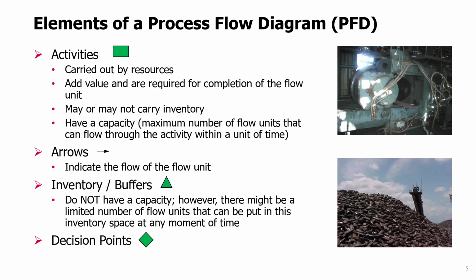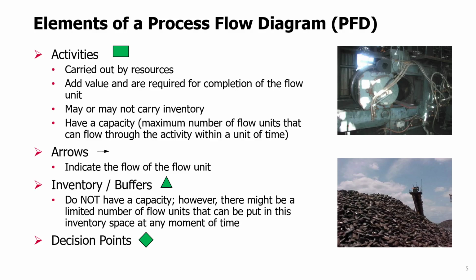In a process flow diagram, we have activities which will be represented as rectangles, which are carried out by resources. They are the steps that add value to the product and that are required for completion of the product. And the problem with them is that these resources have a capacity, or maximum number of flow units that can flow through the activity within a unit of time. So recall that capacity is just the maximum flow rate that the process or one of the activities in the process can process per unit of time.